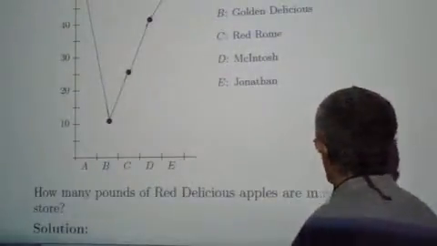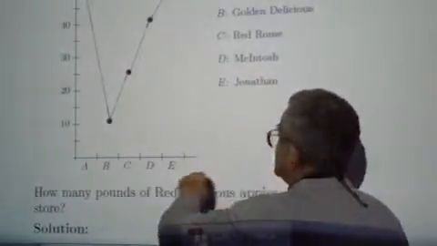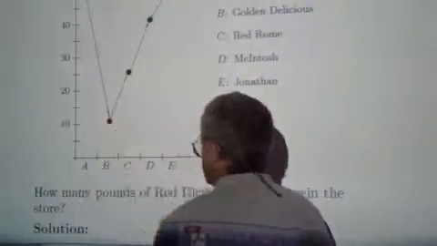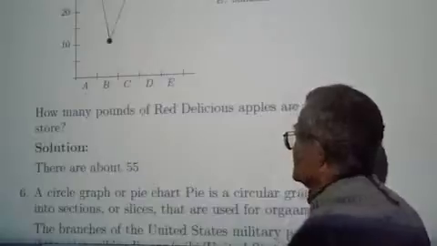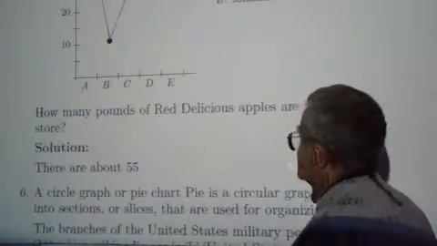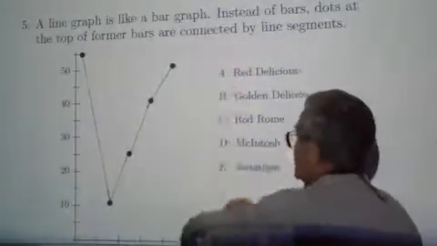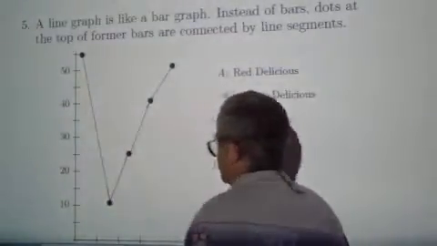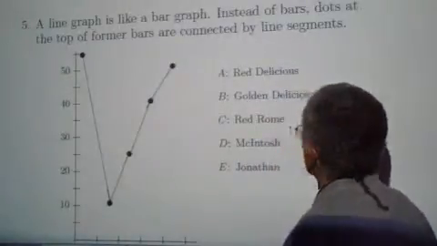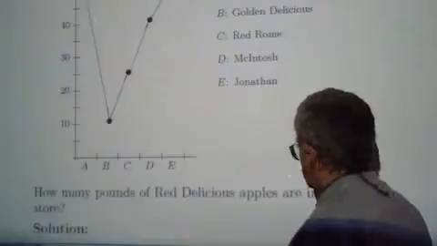How many apples of Red Delicious did you have? Red Delicious was B, and B was about 10. Okay, they're about 55. Red Delicious, 55. Oh, I'm sorry, Red Delicious is A. A is 55. What did I say? Golden Delicious was supposed to be 10, and we're not asked about Golden Delicious.